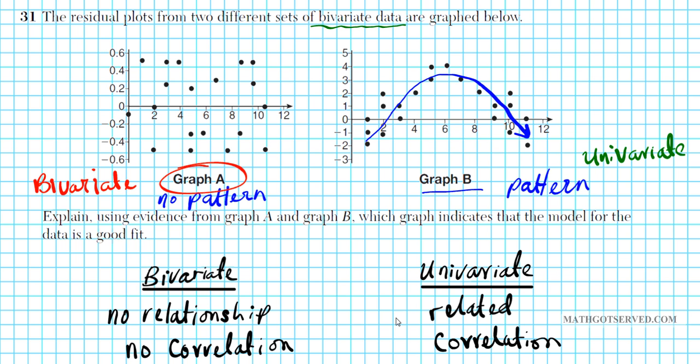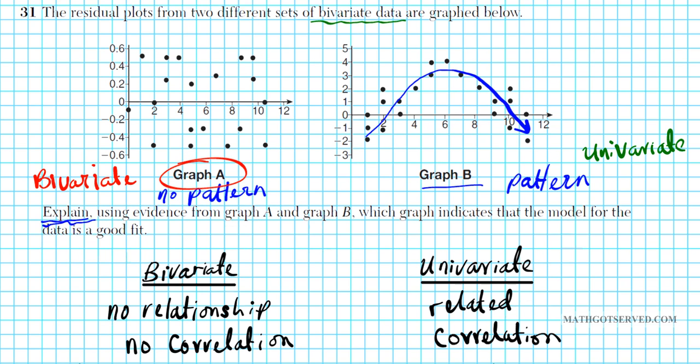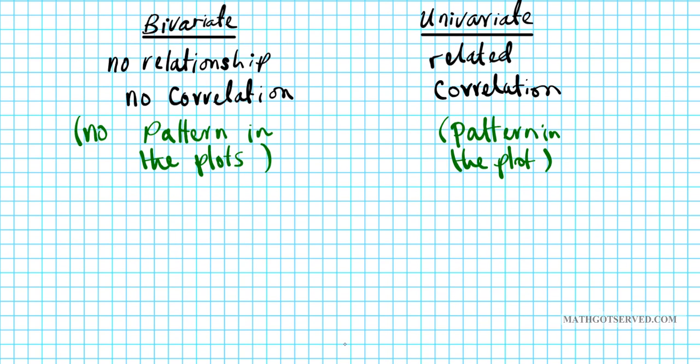Okay, so we cannot just circle graph A and say, okay, the answer is graph A. The problem asks us to do what? We're to explain. Okay, why do we know that graph A is a good fit for a bivariate data? We have to explain why. Okay, so let's go ahead and explain why.